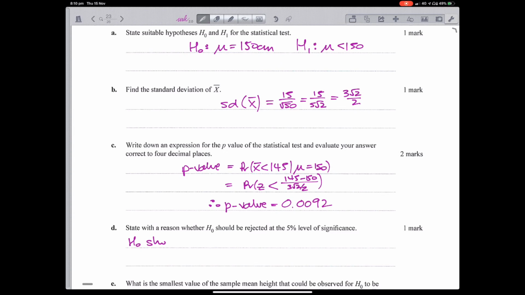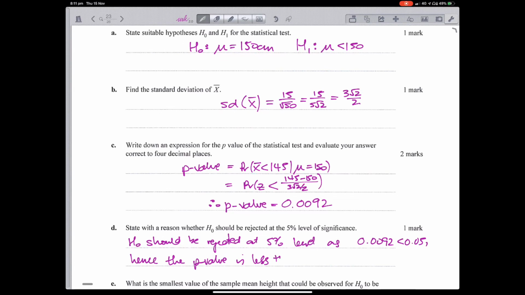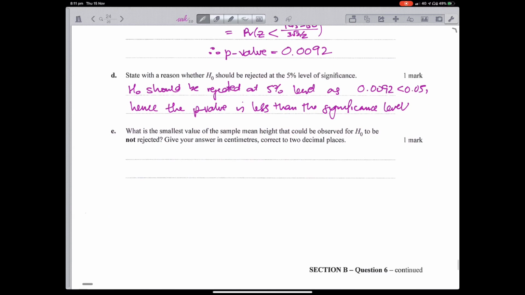H naught should be rejected at 5% level as 0.0092 is less than 0.05. Hence, the p-value is less than the significance level. So it should be rejected.